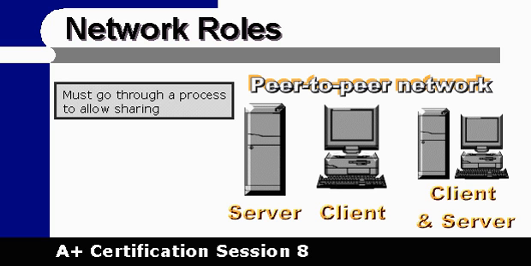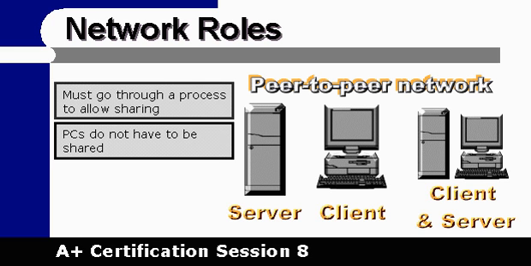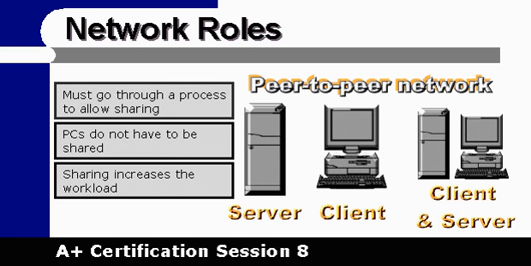So you have to go through a process to say, hey, I want this computer to be one that shares stuff, because you don't have to make a computer share stuff. Making a computer share stuff puts extra workload on it. So there's got to be some way to configure it. We'll also see that there are other types of networks other than just a basic Windows 2000 network.